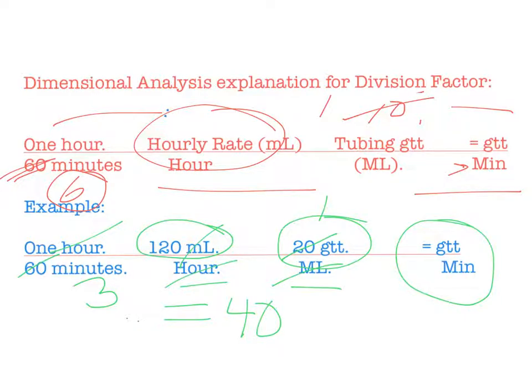If you have a 20 drop set, divide by 3. If you have a 15 drop set, divide by 4. If you have a 10 drop set, divide by 6. Micro drip tubing, leave it alone. Hourly rate equals drops per minute. Okay? So if that helps you, great. If not, use dimensional analysis. But either way, it's really not as hard as it seems.